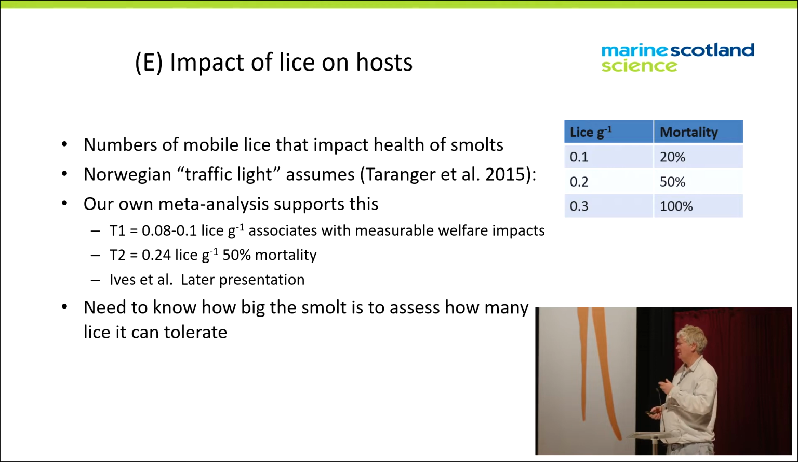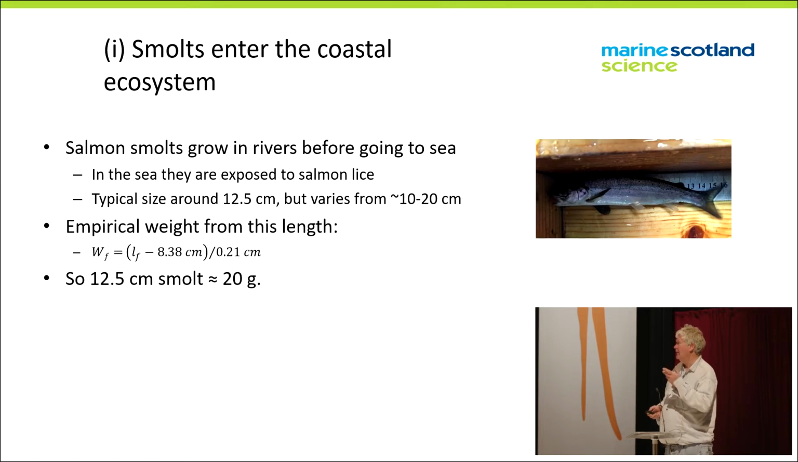0.08 to 0.1 lice per gram has been associated with measurable welfare impacts, and 0.24 with 50% mortality in the population. But Stephen Ives will go through that later in this conference. So the outcome that's important here is that we need to know how big the smolt is to assess how many lice it can tolerate. And that brings us on to the three-step smolt model.